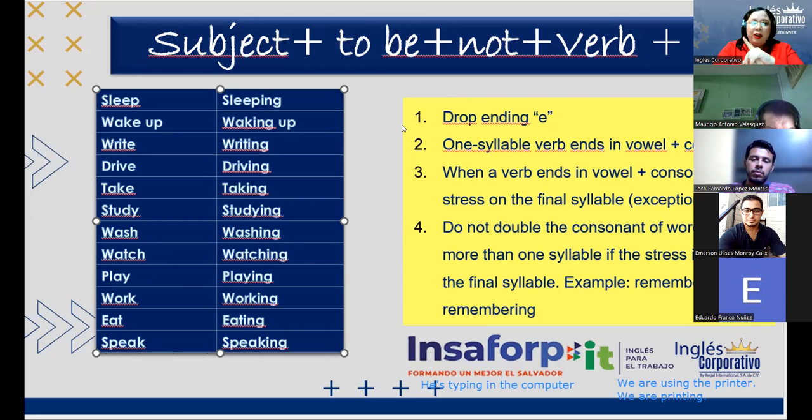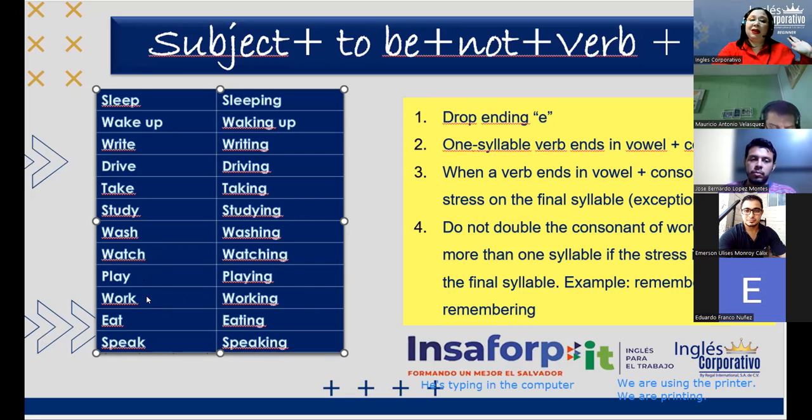When we have a verb, it's one syllable verb, okay? It ends in a vowel plus a consonant, right? Vowel plus consonant. But letter Y is a consonant, right? But here we have the vowel and this consonant. But it doesn't sound like a consonant. It sounds like a vowel. So we are not making a double consonant, okay? Aquí solamente vamos a agregar ing, only adding ing, okay? Play, playing. Work, working. No pasa nada, solo ing, ¿verdad?